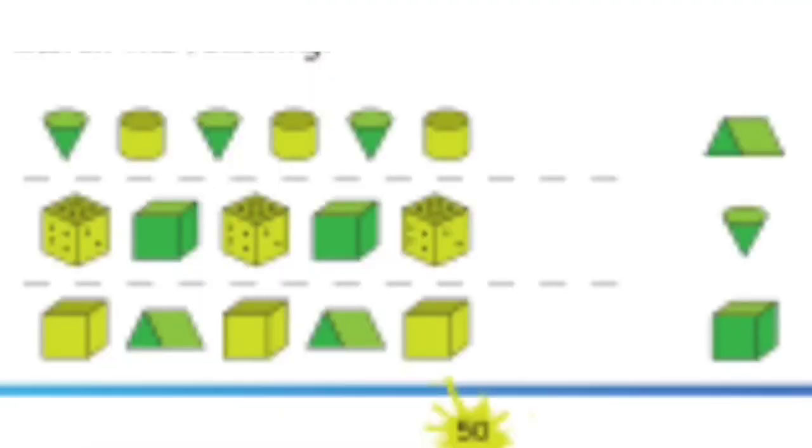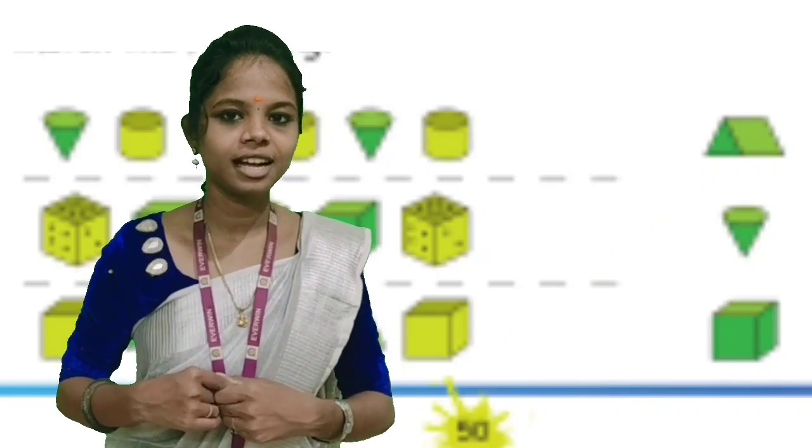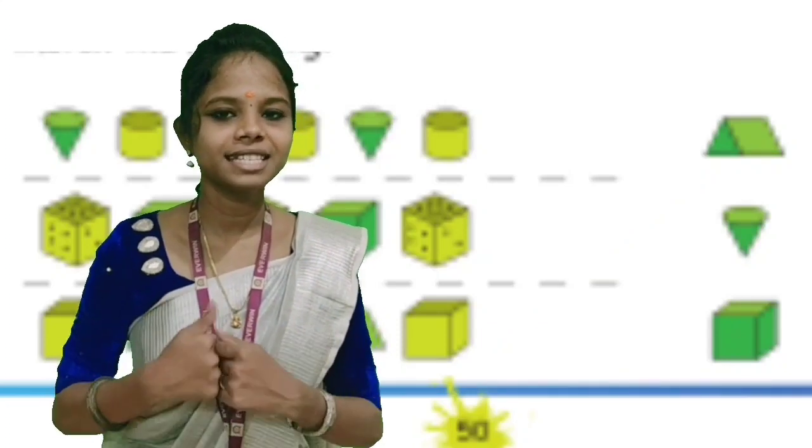Yes, okay, now shall we match another sum? What is that first? Cone, cylinder, cone, cylinder, cone, cylinder after cone. Next, dice, cube, dice, cube, dice after cube. Okay, what is the third question? Cube, pyramid, cube, pyramid, cube after? Pyramid is the answer. Yes, we finished the growing pattern as well as the repeated pattern.